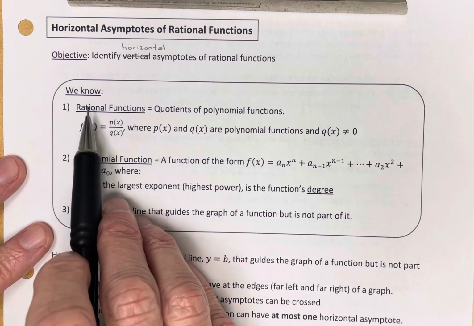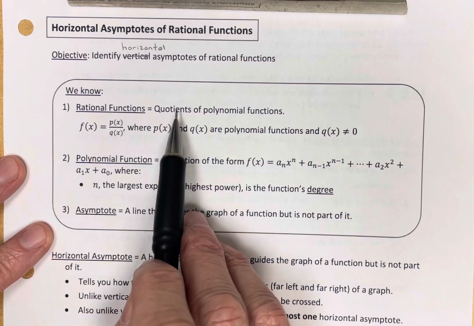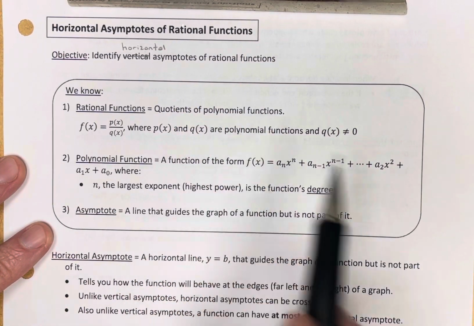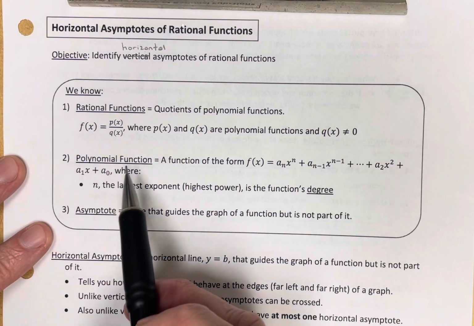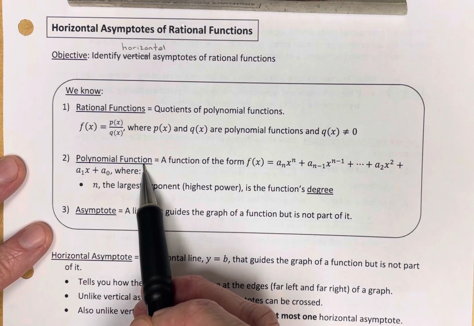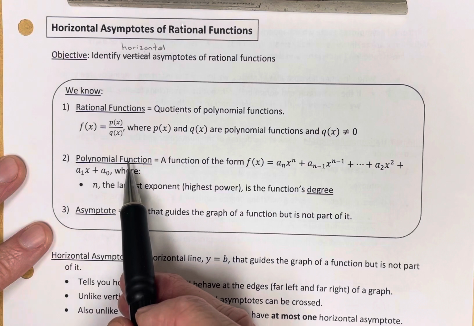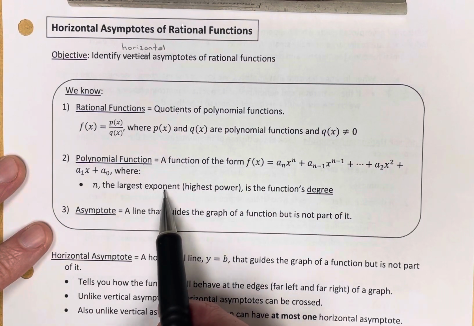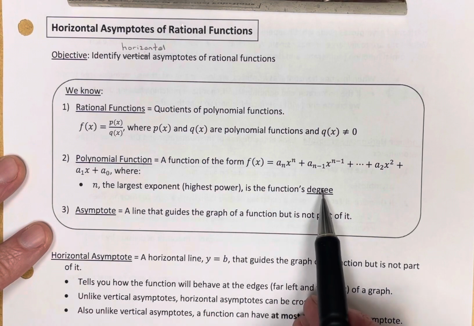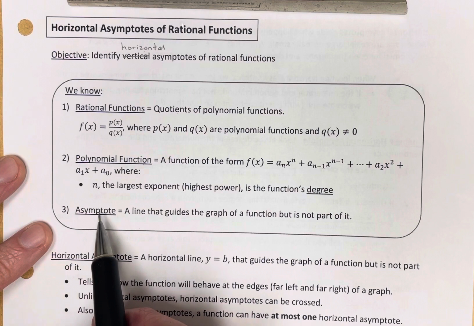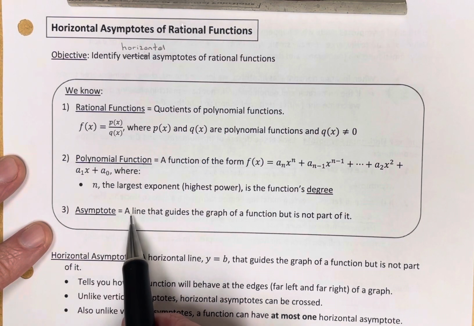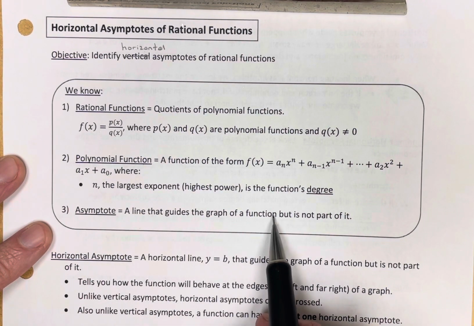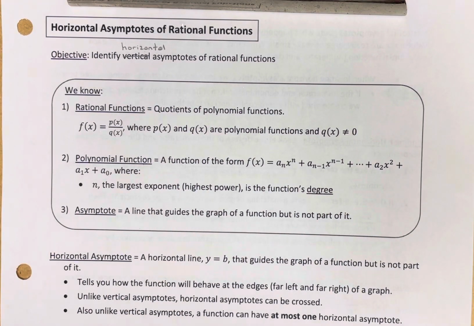Okay, so we know what a rational function is. It is a quotient of polynomial functions. We know what a polynomial function is. And the key for this lesson with the polynomial function is the largest exponent, the highest power, is the function's degree. We want to remember that. And we know what an asymptote is. It's a line that guides the graph of a function but is not part of it.